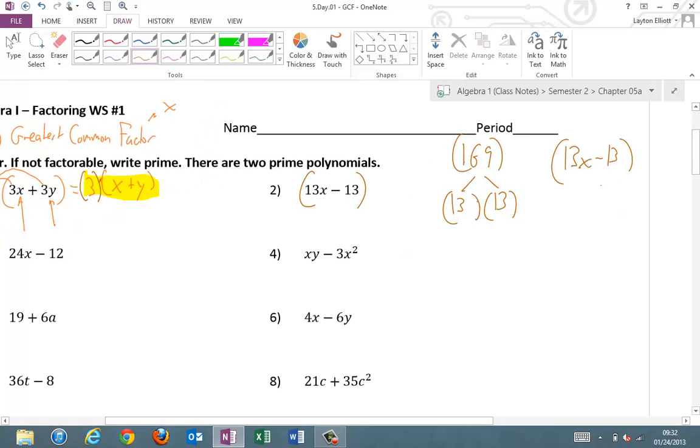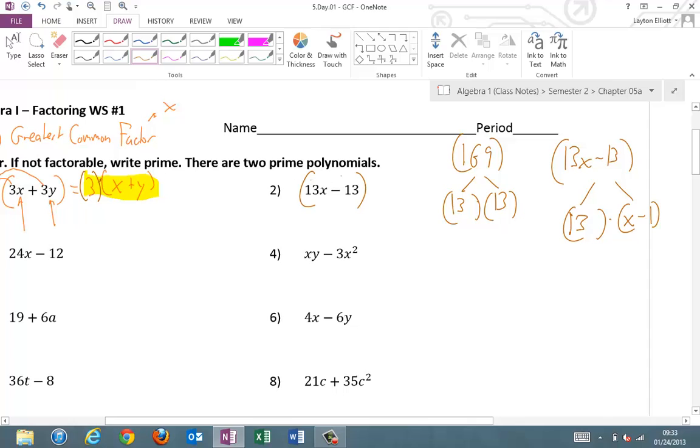So what divides 13x minus 13? Well, if I look for something that divides everything in that binomial, I would think that 13 would go. When you divide that through, 13x divided by 13 would just be x, and minus 13 divided by 13 would be minus 1. So we get 13 times x minus 1. Now, we're never going to show it as a factor tree like this. You certainly can.